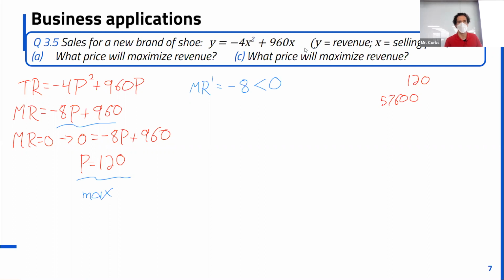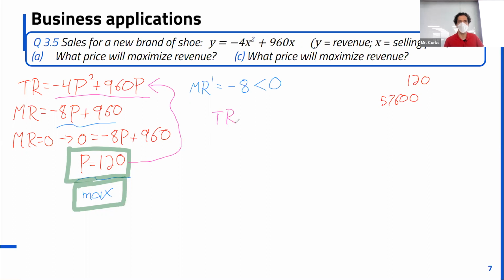To find this point here, and part B was to confirm that it is a maximum. And then to do part C, we are going to take this value here and just put it into our total revenue equation. They're asking for total revenue. We have an equation for it, so we just use that.